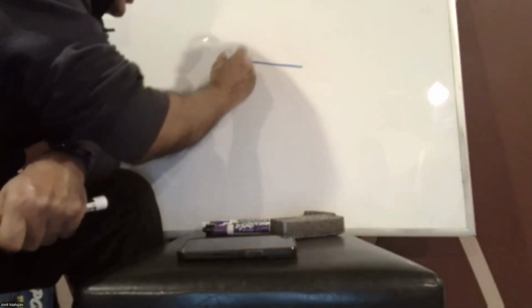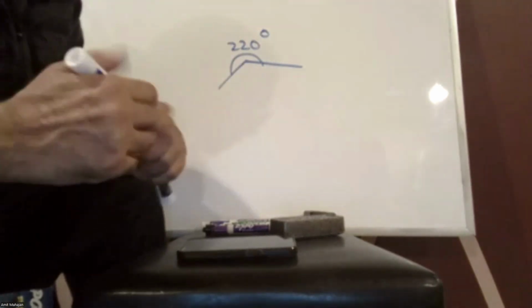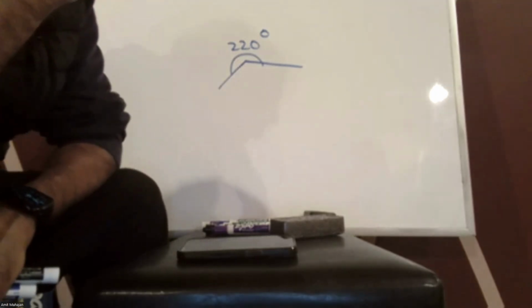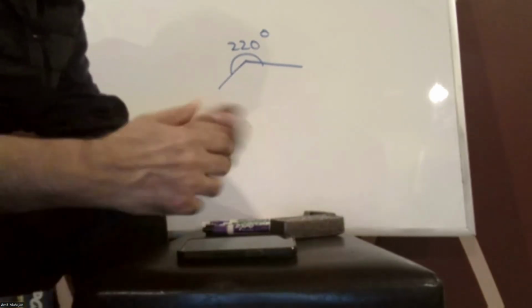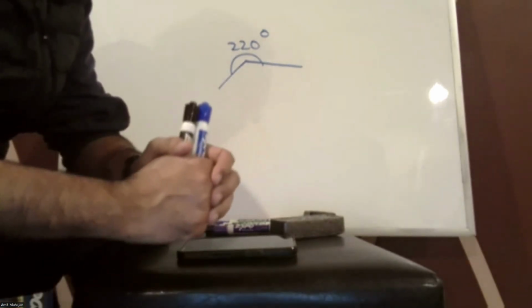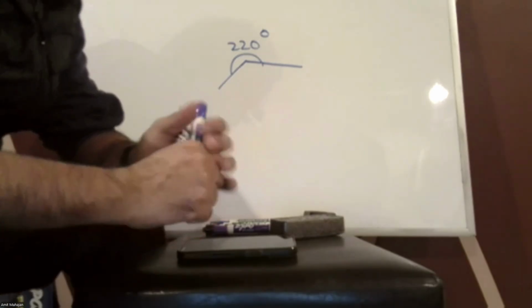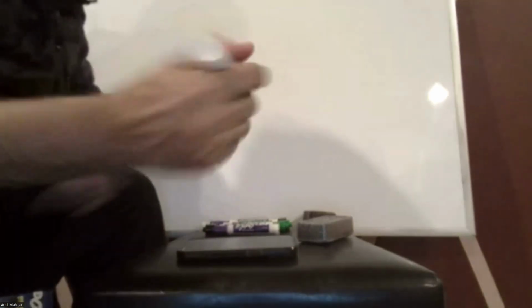Arush, do not answer this. What is the name of this angle? On the chat. Arush, please unmute and tell me. It's a reflex angle because it's over 180 degrees and below 360 degrees. Excellent. Your explanation is totally correct.